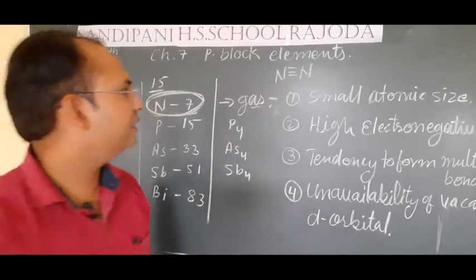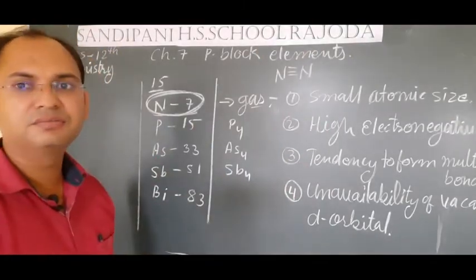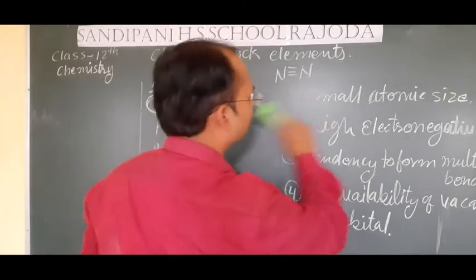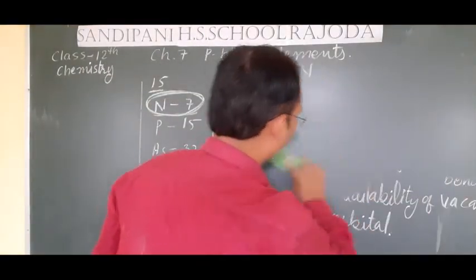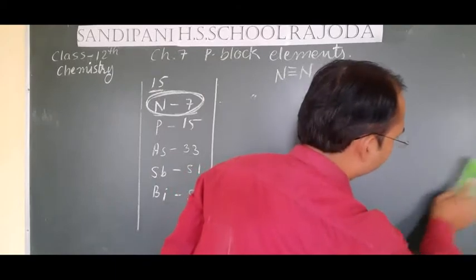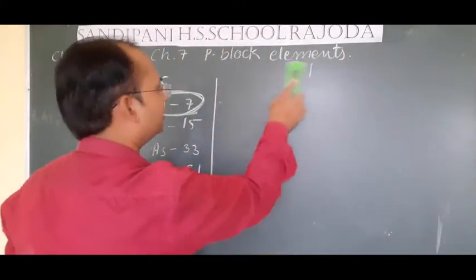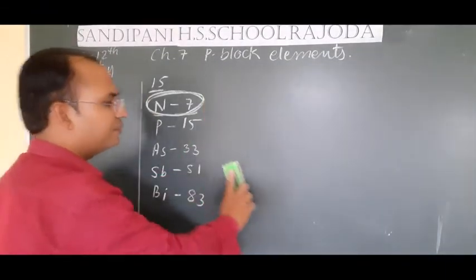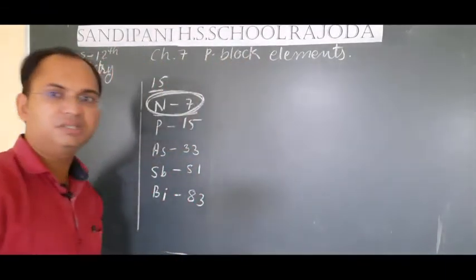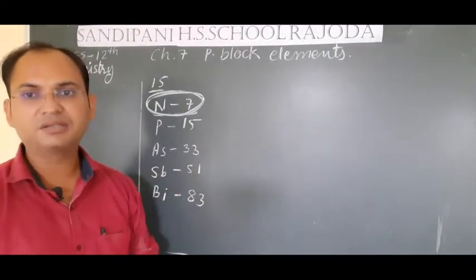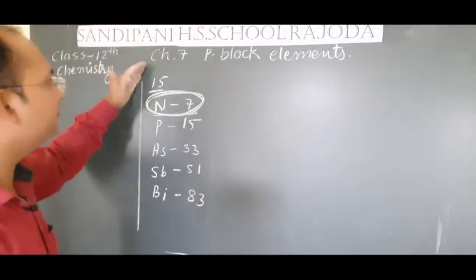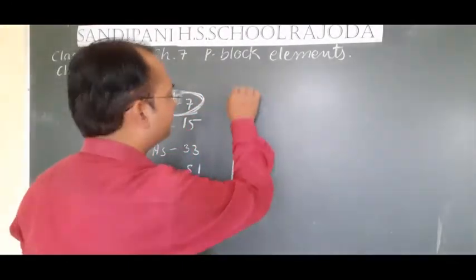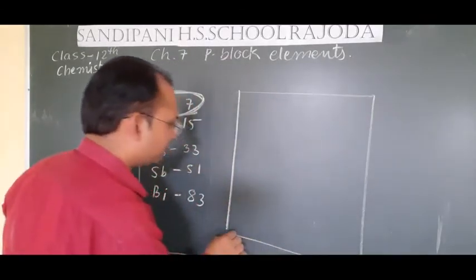Next, students, let's see the diagonal relationship of nitrogen. With which element does nitrogen show the diagonal relationship? In order to understand it, you have learned about the diagonal relationship: what is it? Diagonal relationship is nothing but the similarity of one element to the second member of the next group. So after 15th, the next group is 16. Let's make the members of groups 15 and 16 in the form of a table.